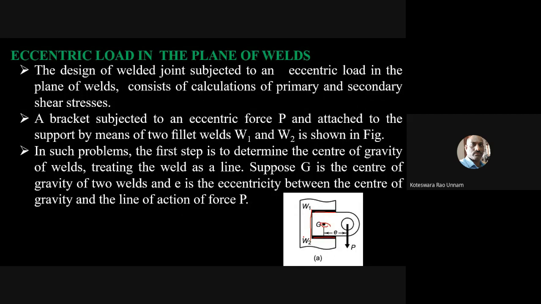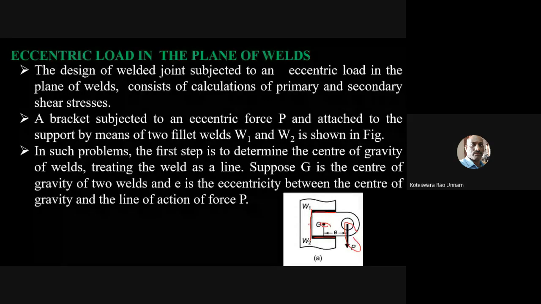Then, suppose G is the center of gravity of the 2 welds and E is the eccentricity between the center of gravity and the line of action of the force. Now, since this force is an eccentric force, we need to find out what is its effect on this weld. For that, the same thing we discussed in case of riveted joints, here also we'll do the same thing. You need to transfer this force from this location to its center of gravity.